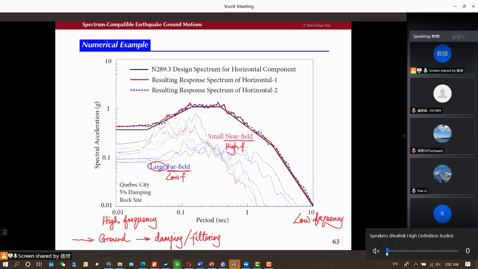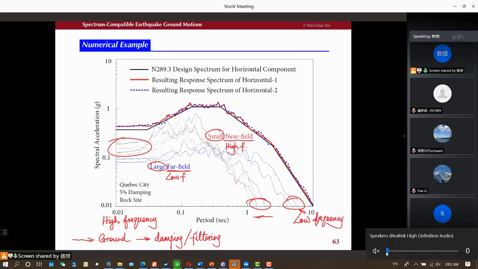Okay, so now you can also see from here, for the blue large far field earthquakes, we have more low frequency components. And for small near field, frequency is higher, going this way, okay, and higher amplitude for high frequency. Okay, so if we can use both large far field and small near field, we have the advantage of both low frequency and high frequency components. Okay, so you can see here, when we combine them, we have characteristics from both the large far field and small near field earthquakes.